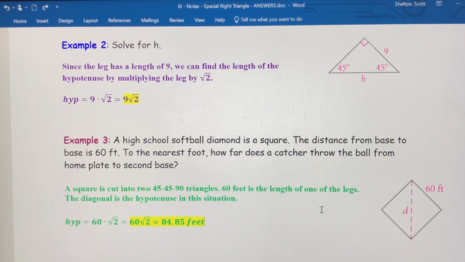So this is 45, 45, 90. The next video will cover the 30, 60, 90 triangle.